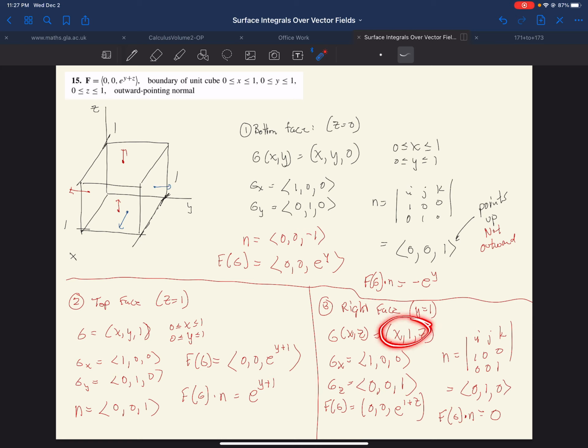I feed g into the vector field. It just adds those two and puts it as a power of e in the third slot, and so there's the e to the 1 plus z right there. When I dot this, I get 0 times 0 is 0, 0 times 1 is 0, and e to the 1 plus z times 0 is 0. When you add them up, it's 0. So the right face doesn't do anything for us.